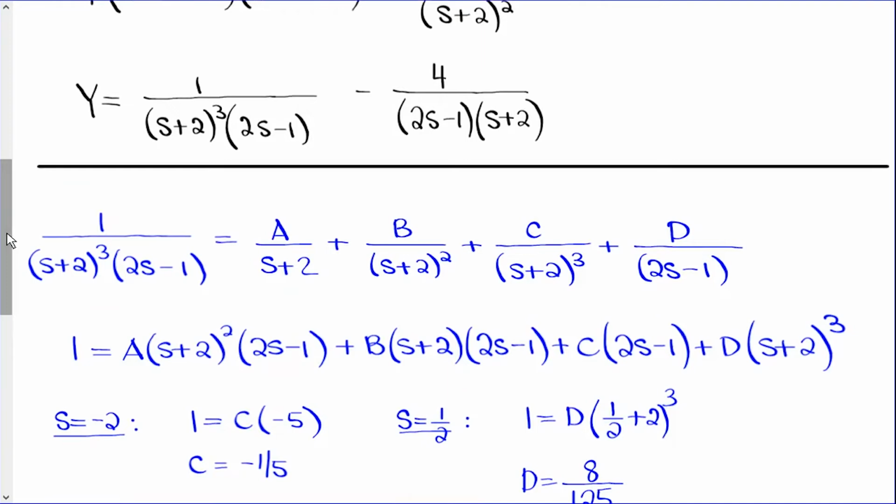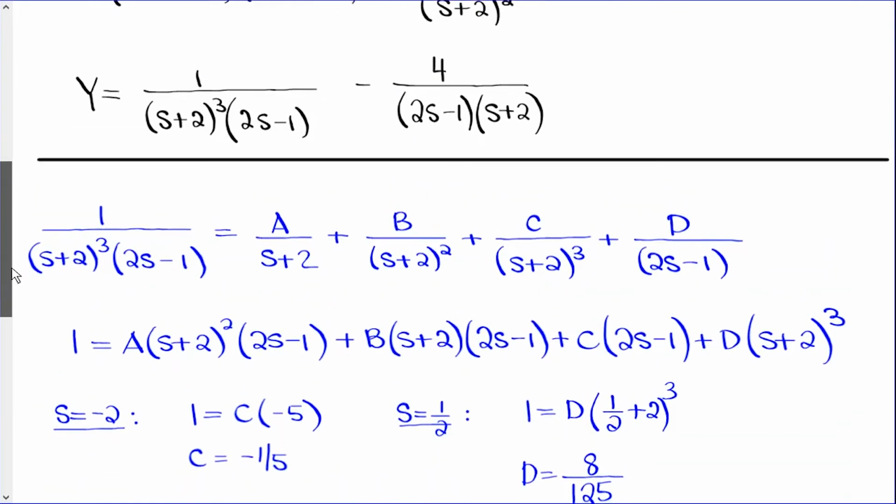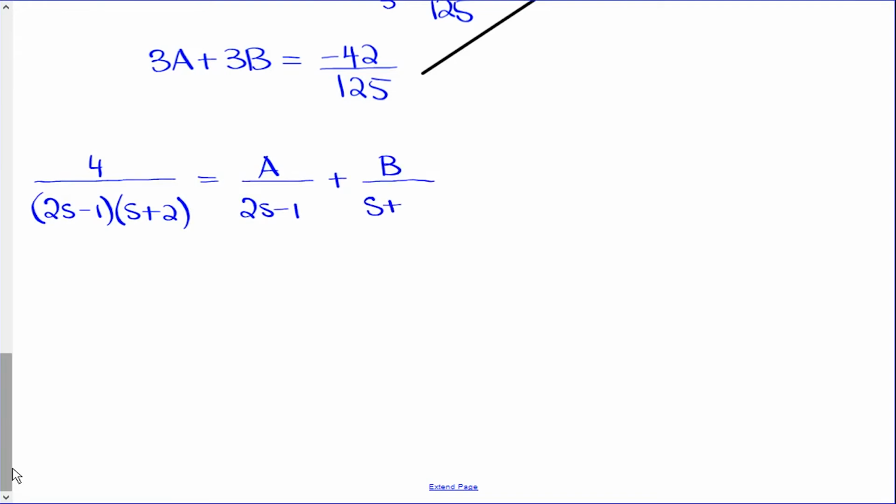So minus 4 over 2s minus 1 times s plus 2. So forget the minus 4 for now. Just say 4. The second one is 4 over 2s minus 1 times s plus 2, which gets decomposed as A over 2s minus 1 plus B over s plus 2. Now this one is easy enough to do quickly.